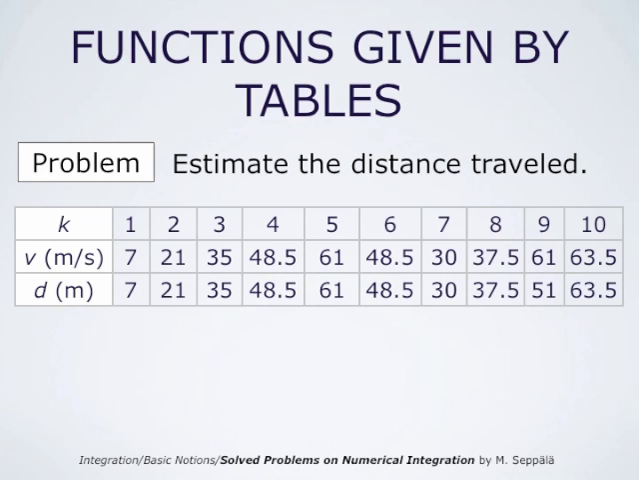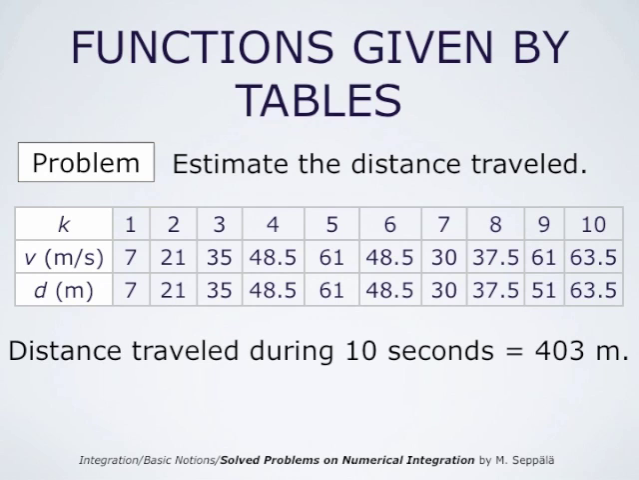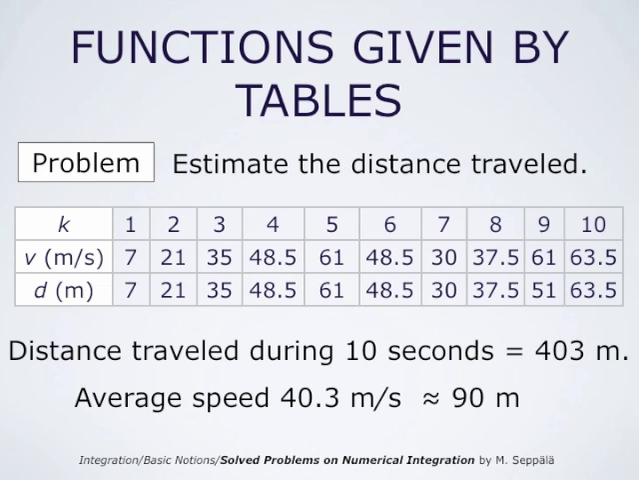So our task was to estimate the distance traveled, and we computed this table. During the first time interval 7 meters, during the second 21 meters, and so forth. So from this table it is easy to simply add up the numbers of the last row, and we conclude that the distance traveled during 10 seconds is 403 meters approximately. And this means that the average speed during the first 10 seconds is 40.3 meters per second, and that is approximately 90 miles per hour. These cars are blazingly fast.